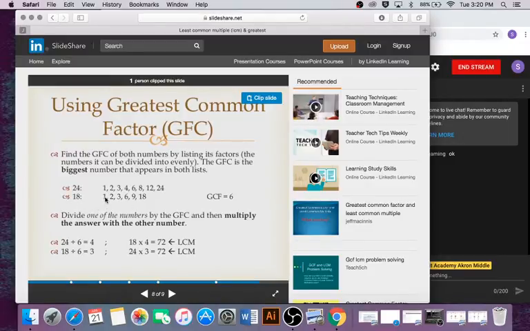For 18, 1 times 18 is 18, 2 times 9 is 18, and 3 times 6 is 18. So these are all of the factors for 18. So when we look at both of these lists, we see that 6 is the biggest number that goes into both of them. So the greatest common factor is 6.